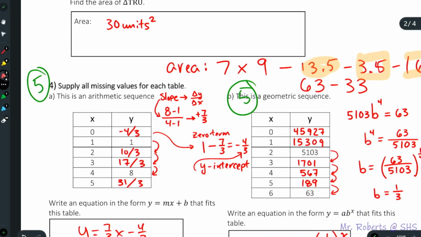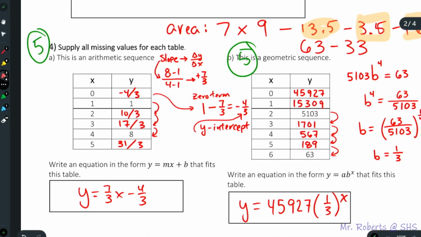So for this table, my zero term was 1 minus 7/3. My slope was plus 7/3, so I'm adding 7/3 each time I go forward. And 1 minus 7/3 gave me -4/3 for my 0th term. Below that, I was asked to write the equation of the line in the form y = mx + b. I can see my common difference going forward is adding 7/3. So I have 7/3 x plus the -4/3, or 7/3 x minus 4/3.